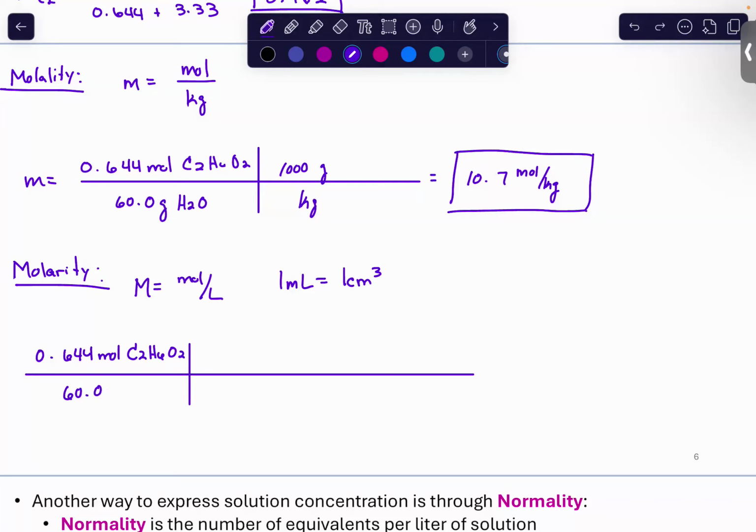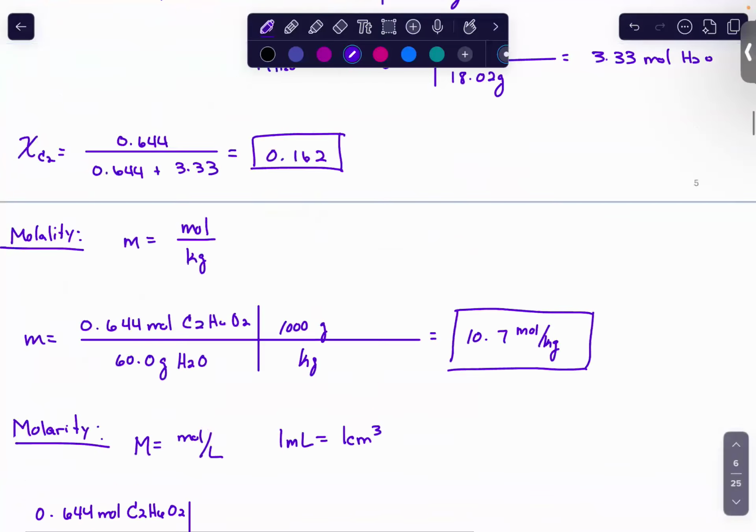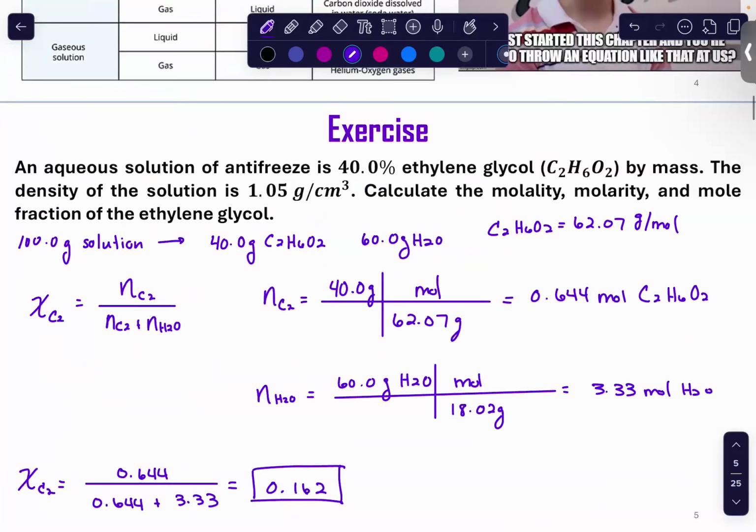No, darn it. It's supposed to be the 400 grams. So remember, we assumed 100 grams of solution. Now, how do I start getting this from grams to cubic centimeters to liters? I have 100 grams of solution. Let's go back up and look at what we have in the problem. I use the density.